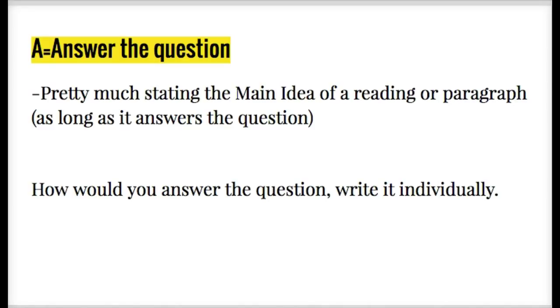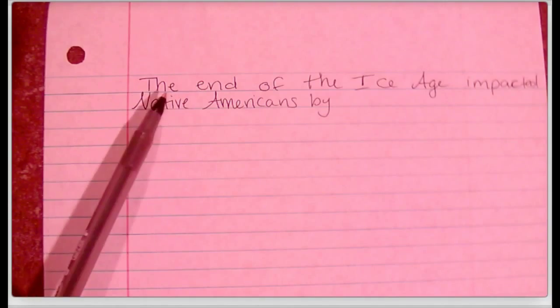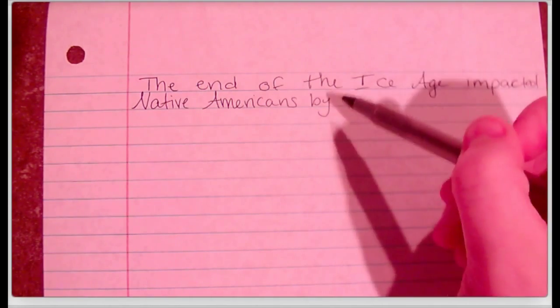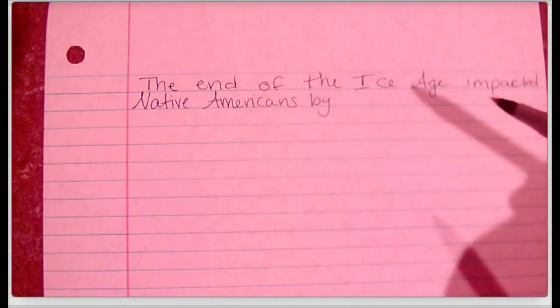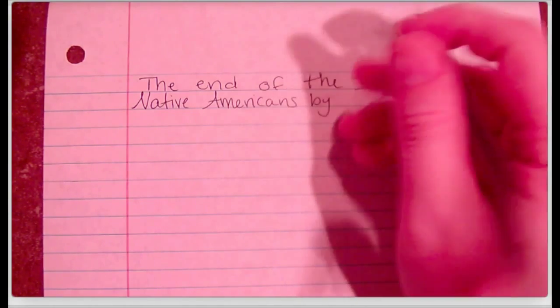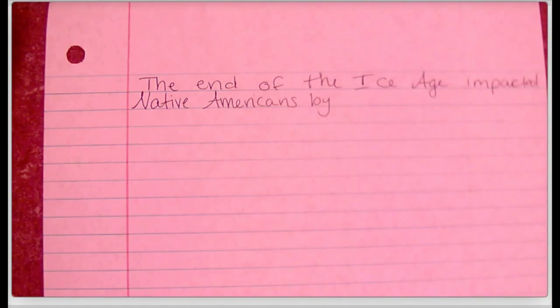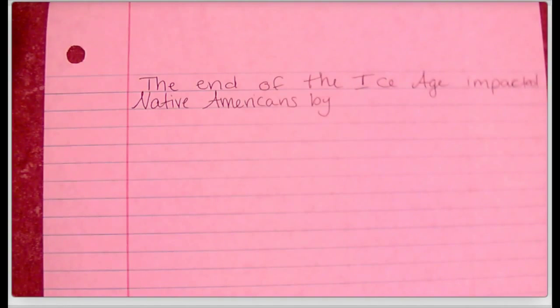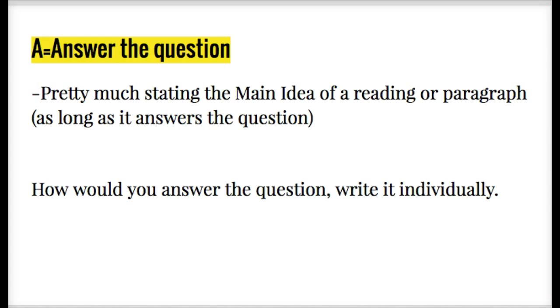Okay, so we have our restated question. Now we need to add our answer. So I have the end of the Ice Age impacted Native Americans by, that's my restated question, and then now I'm going to answer it. And so I'm going to, in that reading that you did yesterday, find where in there that answer is put. Okay? All right, so you're going to do that individually. When you're done with that, replay the video.